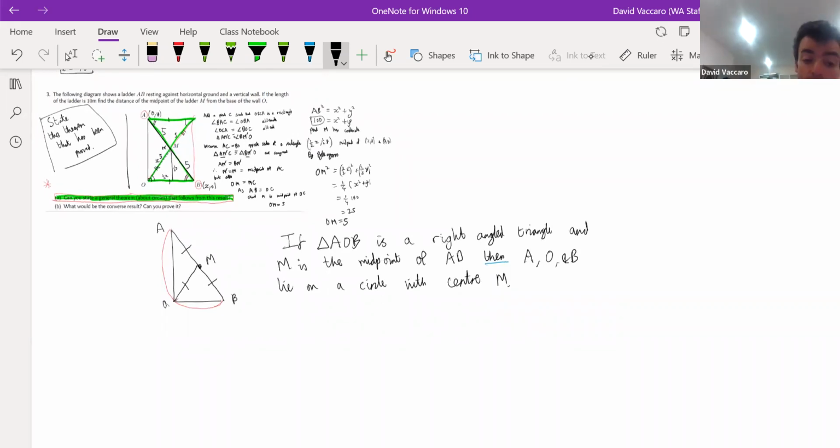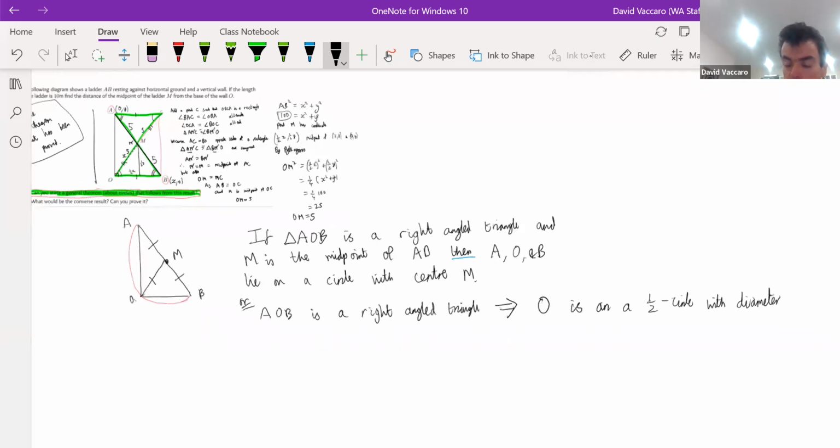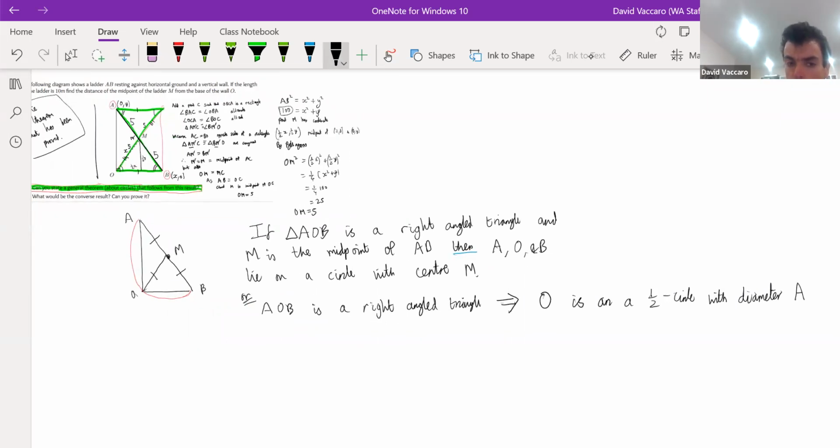Now we could express this in a slightly different way because we know that A, M, and B is a straight line. We could say that the conclusion is: AOB is a right angled triangle implies O is on a semicircle with diameter AB.